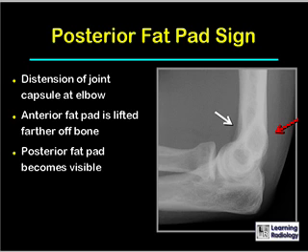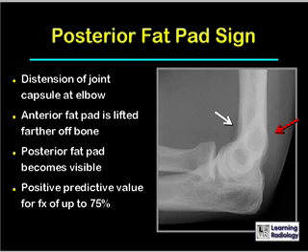The posterior fat pad, which is invisible normally, will become visible with distension of the joint capsule. The posterior fat pad sign has a positive predictive value of up to 75% in some studies, so that even if a fracture is not visualized, in the presence of a positive posterior fat pad sign, most clinicians will immobilize the elbow and then re-examine it in several days to see if the fracture line is visible.